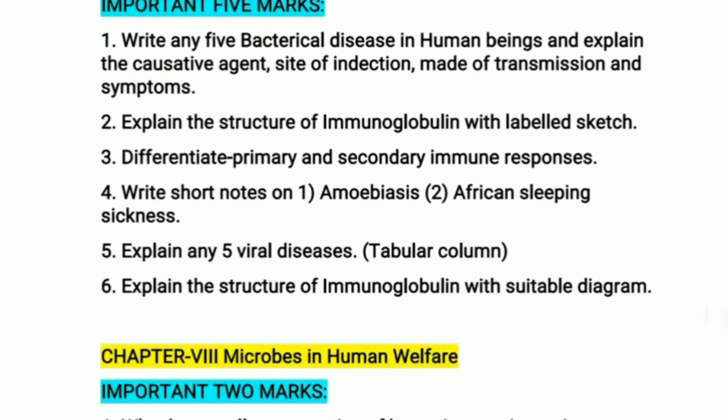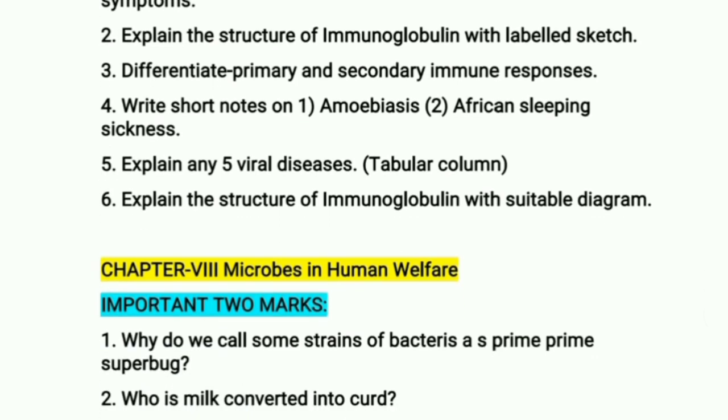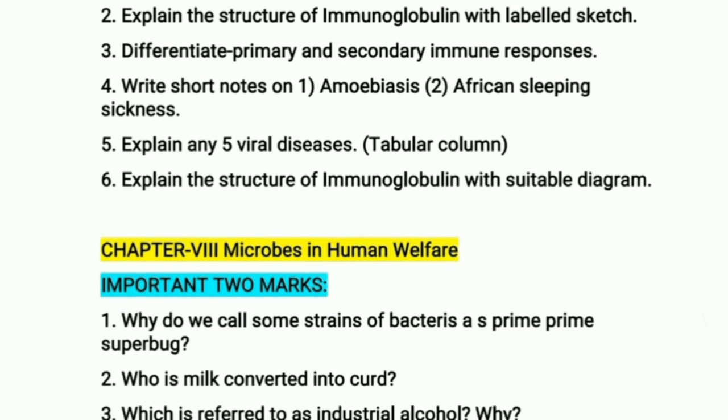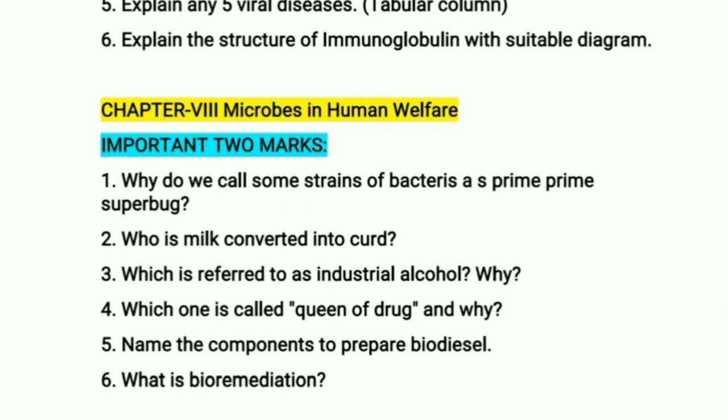Write short notes on amoebiasis and African sleeping sickness. Explain any 5 viral diseases in a tabular column. Explain the structure of immunoglobulin with suitable diagram. Chapter 8, Microbes in Human Welfare.